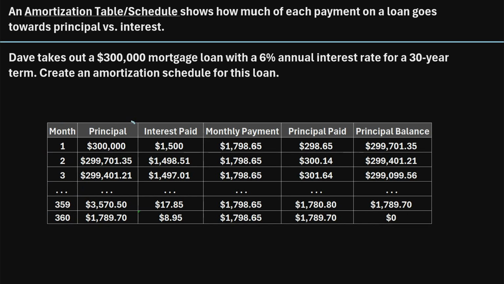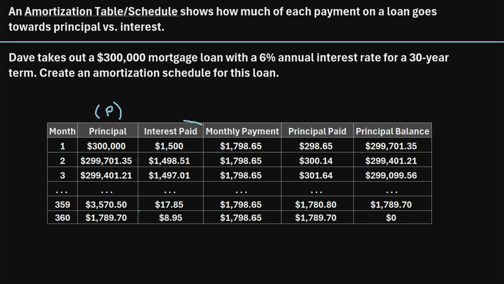The next column is the principal. This is the loan amount. In the very first row, this value for the principal is going to be the starting loan amount, which we know is $300,000. Let's label this column P for short.